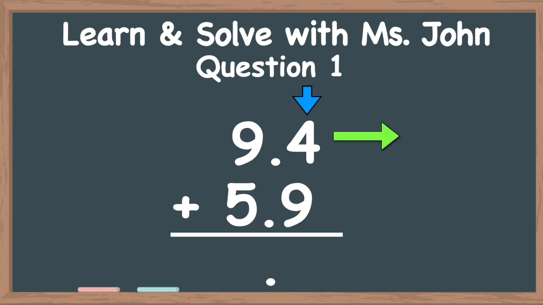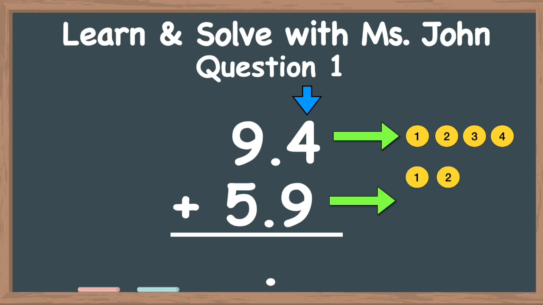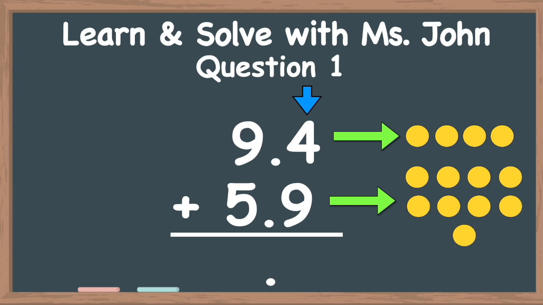So let's start by placing 4 dots by the arrow. 1, 2, 3, 4. Then we're going to place 9 dots by the second arrow. 1, 2, 3, 4, 5, 6, 7, 8, 9. Now it's time to add up all the dots and count the total number of dots. 1, 2, 3, 4, 5, 6, 7, 8, 9, 10, 11, 12, 13. So there's 13 dots in total.